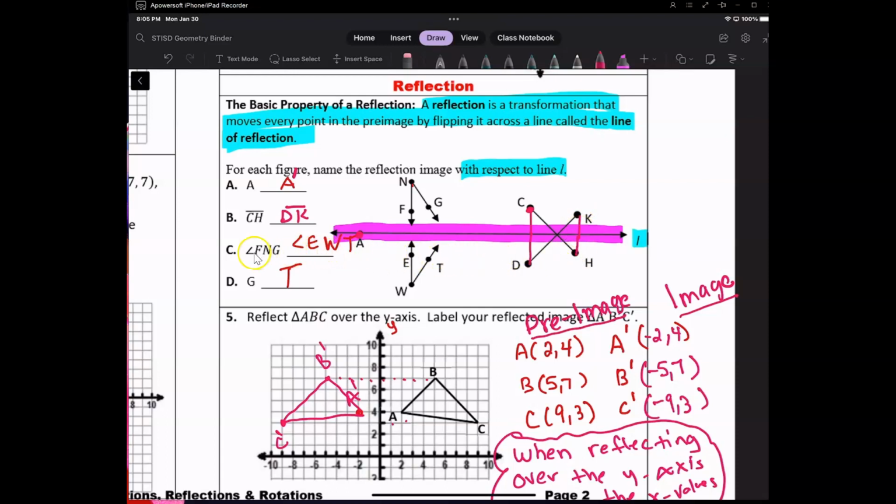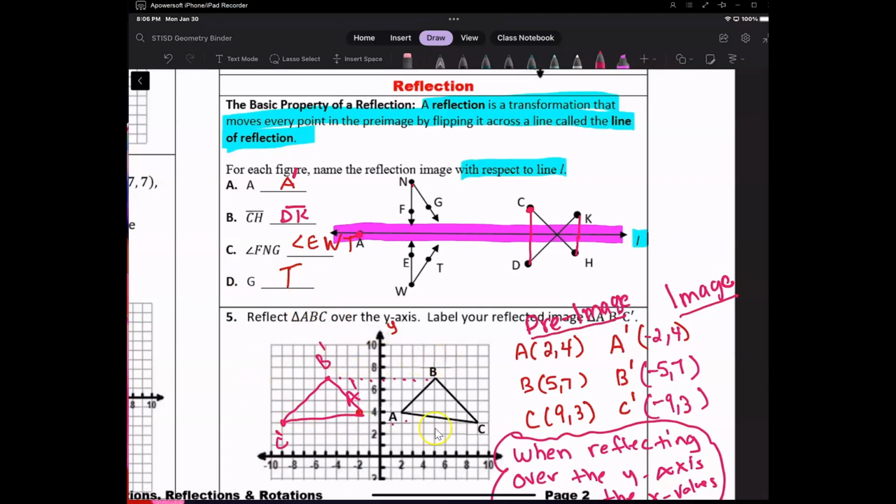And that goes on for angle F and G. F is the same distance from the line of reflection as the line of reflection to E, and then so on. So angle F and G is going to be reflected over the line L. And then angle G is reflected over L, and that's going to be the same distance as T is the line. So that's why we're saying T is the reflection of G.